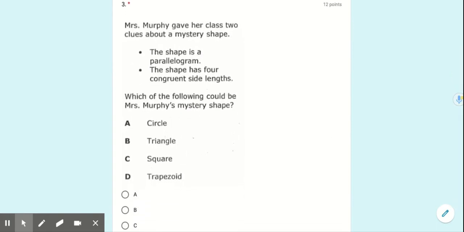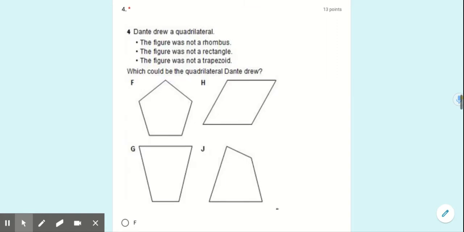Number 3. Mrs. Murphy gave her class 2 clues about a mystery shape. The shape is a parallelogram. The shape has 4 congruent side lengths. Which of the following could be Mrs. Murphy's mystery shape? A, circle. B, triangle. C, square. D, trapezoid.